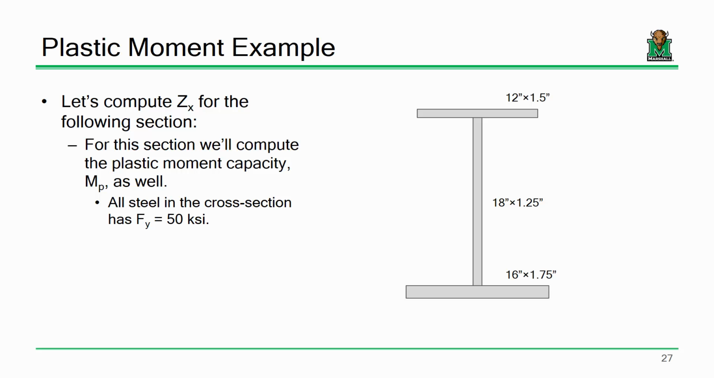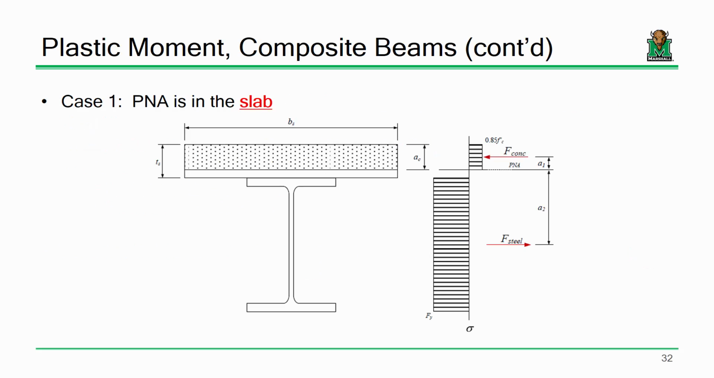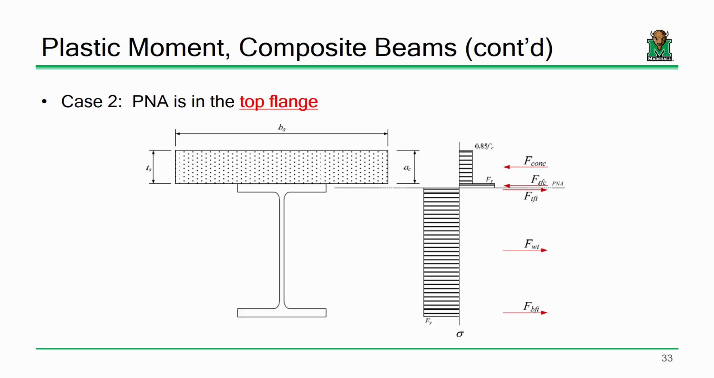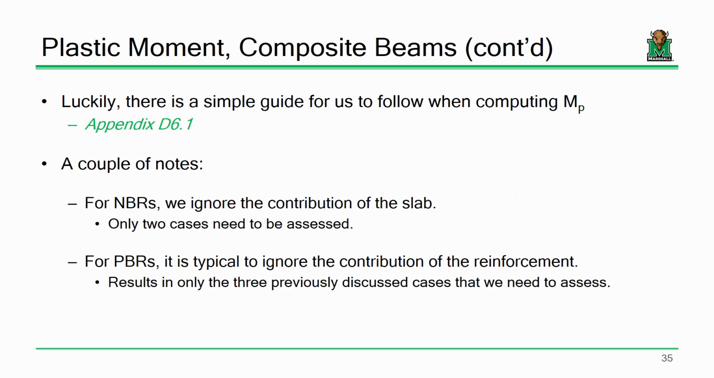Maybe it's actually in the top flange. Maybe it's actually in the bottom flange, okay? In composite beams, stuff like that is very, very common. There's a possibility that the plastic neutral axis is in the slab. There's a possibility that the plastic neutral axis is somewhere in the top flange. There's also a possibility it's in the web, okay? We don't know because we have to go through and test them all out, okay?